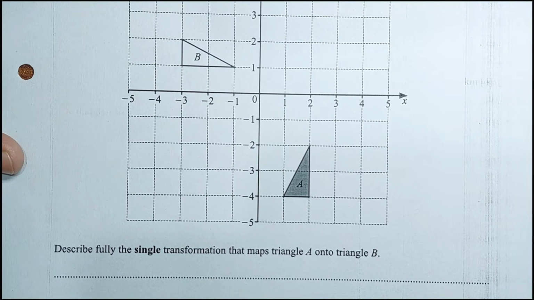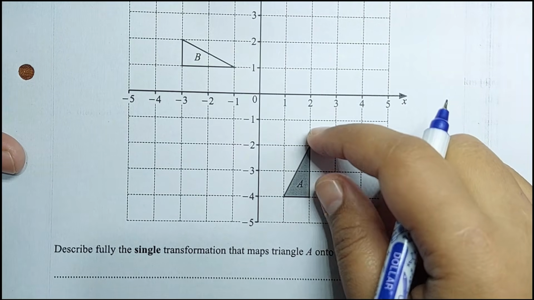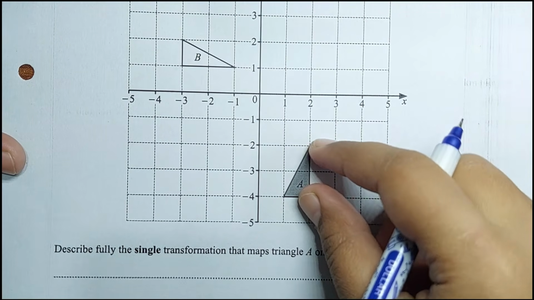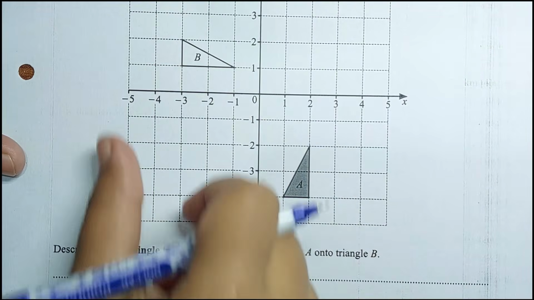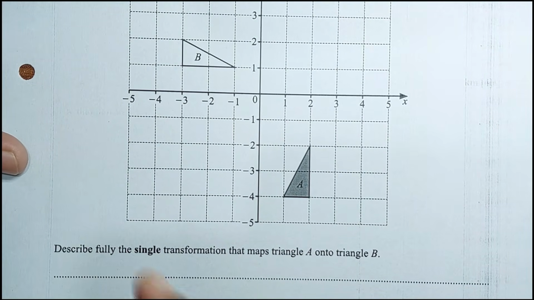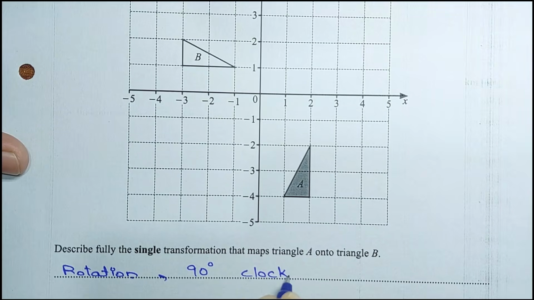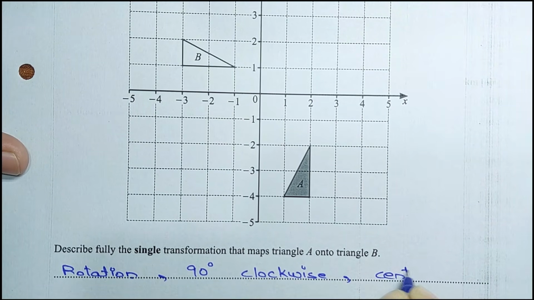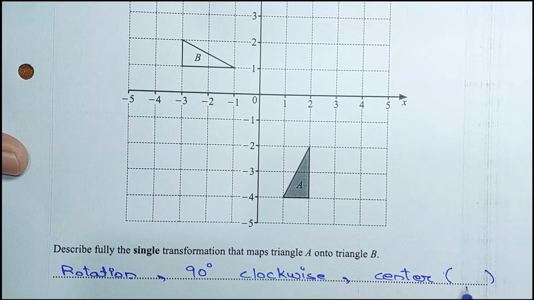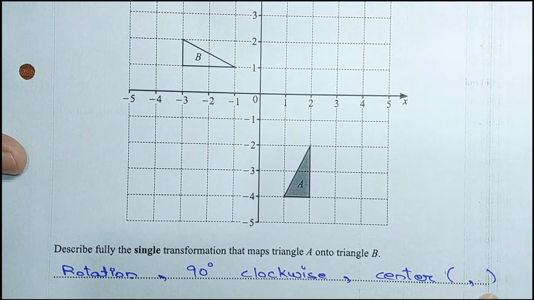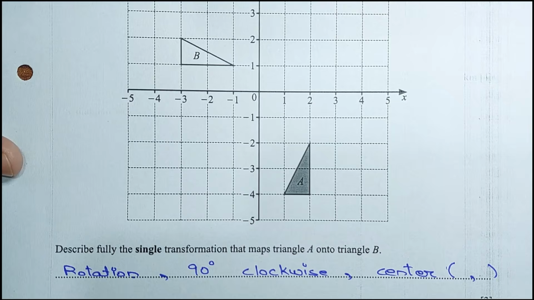We have to find the orientation of the rotation and the center of the rotation. So let's say this side rotated to this. So it is a rotation of 90 degrees clockwise. Let's find out the center of rotation.